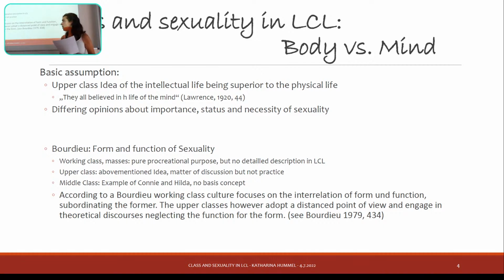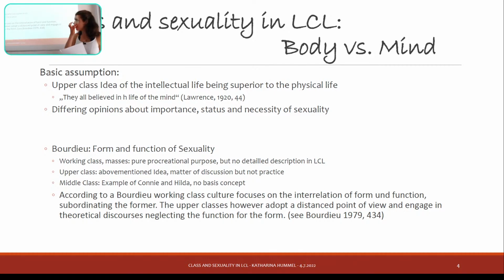And I think I can also here draw from Bourdieu with the form and function thing, because Bourdieu says that the working class culture focuses on the interrelation of form and function and subordinates the former. So for the working class, it is important what a thing can do for you. The function is important, the form, how it is done, less important. While the upper classes adopt a distanced point of view, where the function is not that important, but more the form of it, and they engage in theoretical discourses and neglect the function for the form.